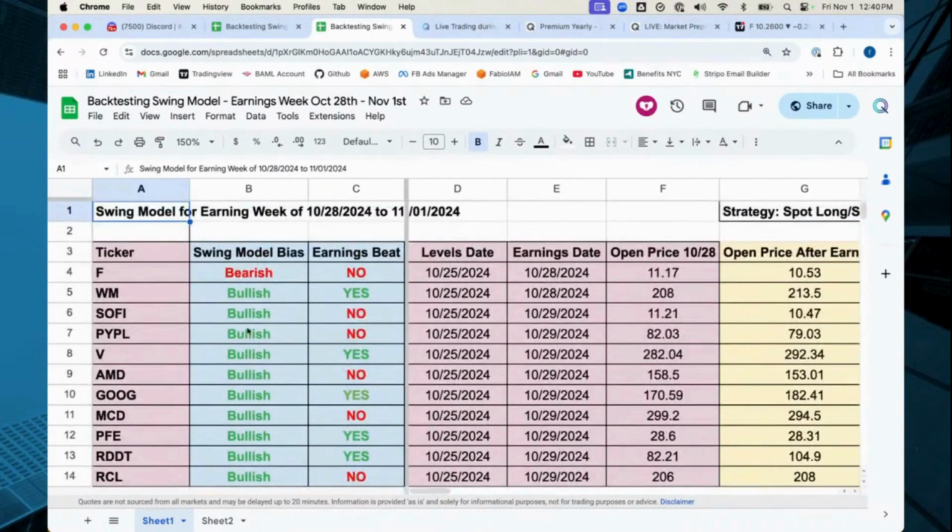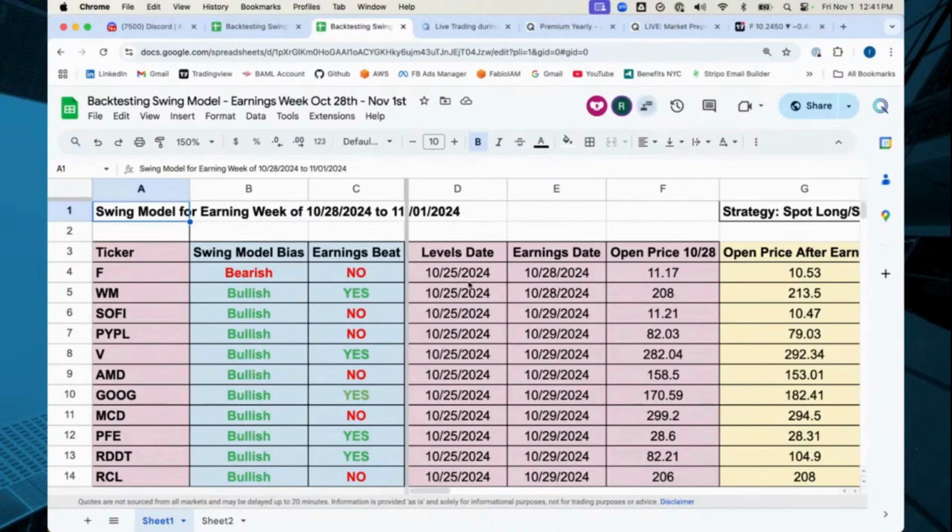And then we went and looked at our swing trading model from Friday. So we took the data from Friday, the 25th of October, and we're going to show you what the data looks like. We looked at whether the swing model was bearish or bullish for that day. And we wanted to do the preparation over the weekend.